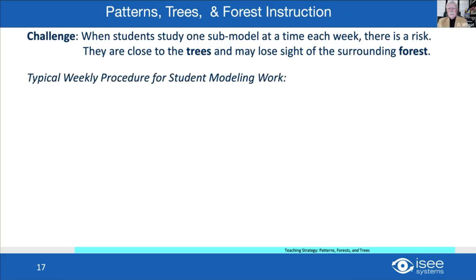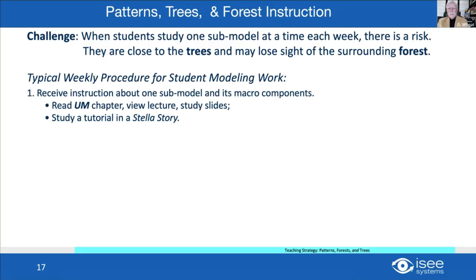And this is our typical weekly procedure for submodel analysis. So they receive instruction about a particular submodel and its macroeconomic components. They see that in the textbook, the chapter they're reading. They view a lecture either live on Zoom or a recorded version later, and they study the slides for that lecture. And they study a tutorial online, which is developed using the Stella storytelling feature. And then they build and simulate the submodel in Stella Online.